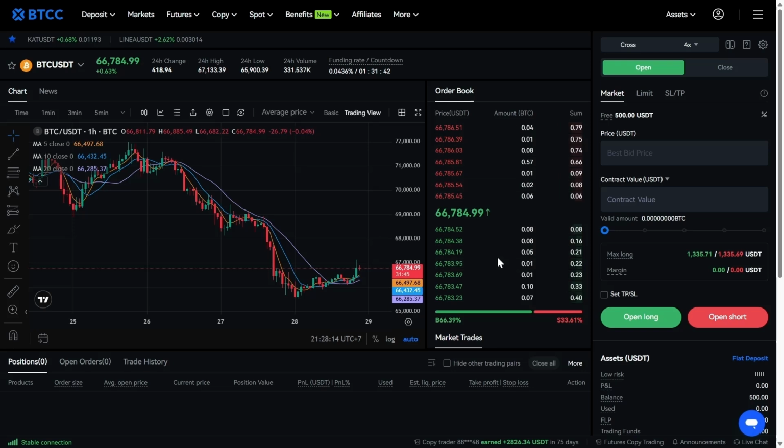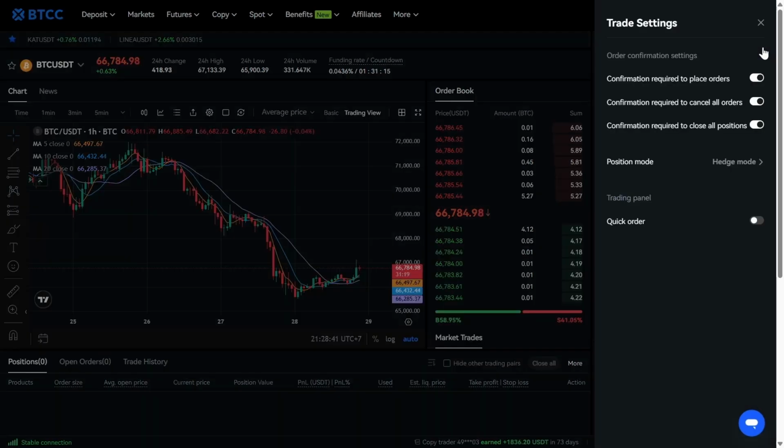On the right, we have the order book. The order book shows all the current buy and sell orders on the exchange. The green orders are buyers, and the red orders are sellers. It helps traders see supply and demand at different prices. Next, we want to understand the different settings that we can use for trading.